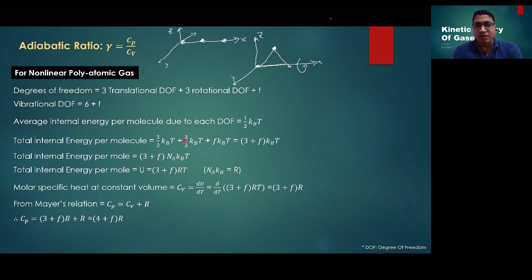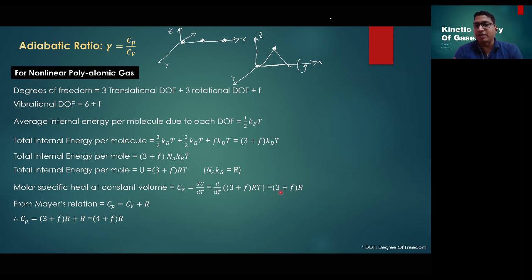Addition कितना हो जाएगा? 3 by 2 plus 3 by 2, 6 by 2, that is equal to 3, and then plus f, taking kBT common, so it is going to be (3 plus f) kBT. Okay, this is the total energy per molecule. If we have to find for per mole, we have to multiply with the Avogadro number, that is NA. So NA kB (3 plus f) T, and then NA kB we will replace with the universal gas constant R, so (3 plus f) RT, and because of that Cv कितना हो जाएगा?